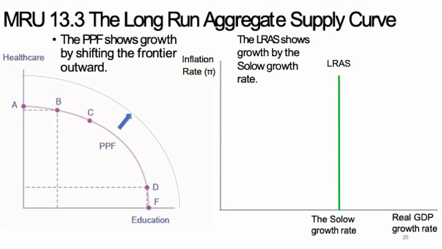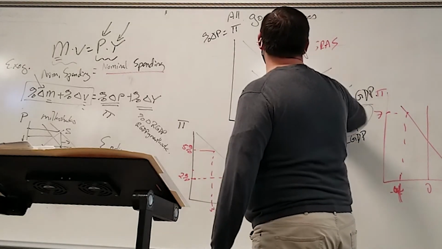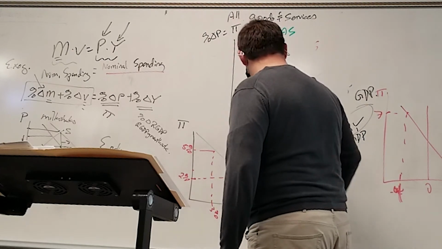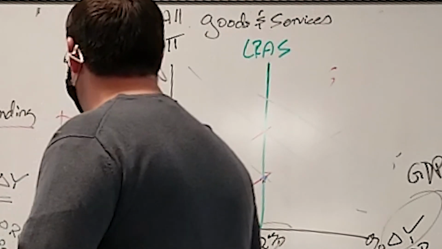Okay, the long-run aggregate supply curve. I've shown how the production possibility frontier shows growth by shifting the frontier outward. The long-run aggregate supply curve shows, just as in the Solow model, the rate of economic growth, that is going to be shown as a point along the long-run aggregate supply curve. The idea here is that we start at some point on our long-run aggregate supply curve, that is similar to some point on our production possibility frontier.